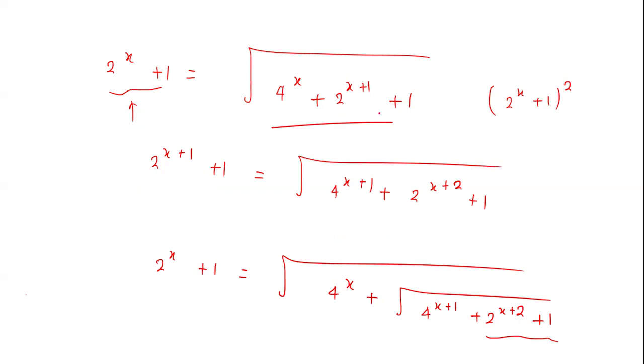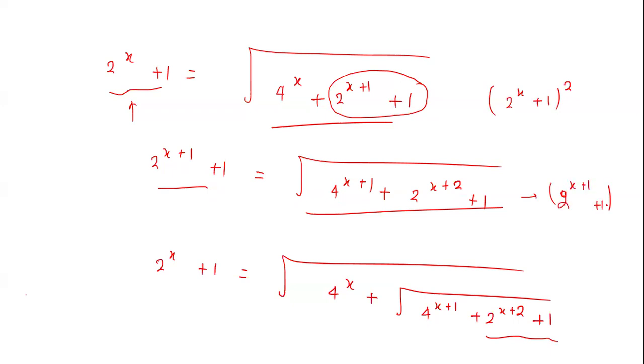Now, if you take just this expression, you can also write it in this form: 4 raised to power x plus 1 plus 2 raised to power x plus 2 plus 1. So this will become 2 raised to power x plus 1 plus 1 whole square. After taking the square root, this will become like this. So you can replace this 2 raised to power x plus 1 by this quantity.